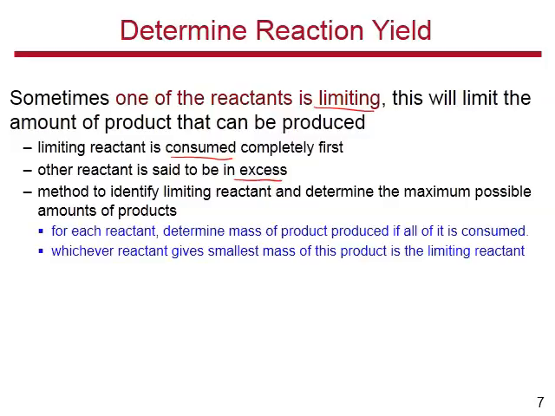So the question is, how do you determine which is the limiting reactant in a chemical reaction? Here's what you need to do. For each reactant in the chemical reaction, you need to determine the mass of product formed from each one of them, assuming it's completely consumed. Whichever reactant gives the smallest mass of the product is called the limiting reactant. Perhaps it will be more clear if we go through an example.